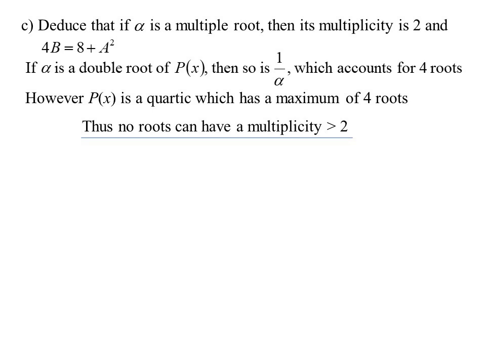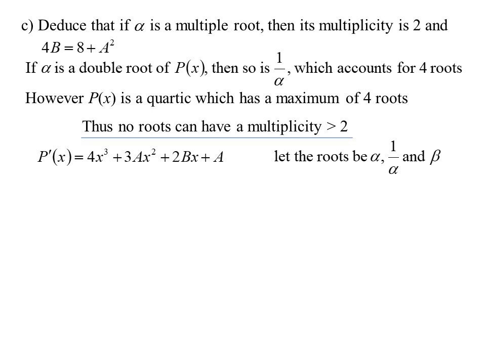We also have to prove this thing. 4b is equal to 8 plus a squared. But now we know the double root situation. So let's find the derivative. There it is. The roots of this derivative are going to be alpha, because it was a double root, 1 on alpha, because it's a double root, and there'll be a third one. Let's just call it beta.